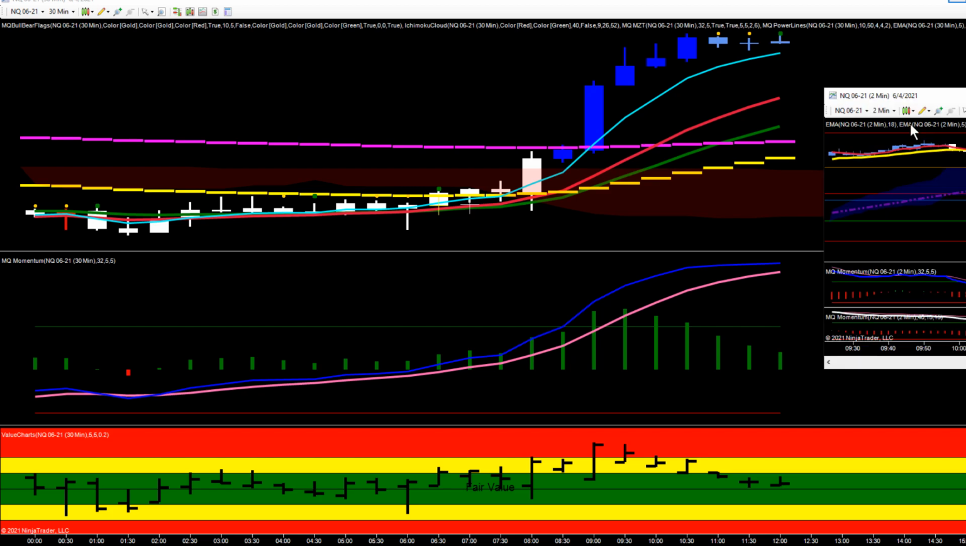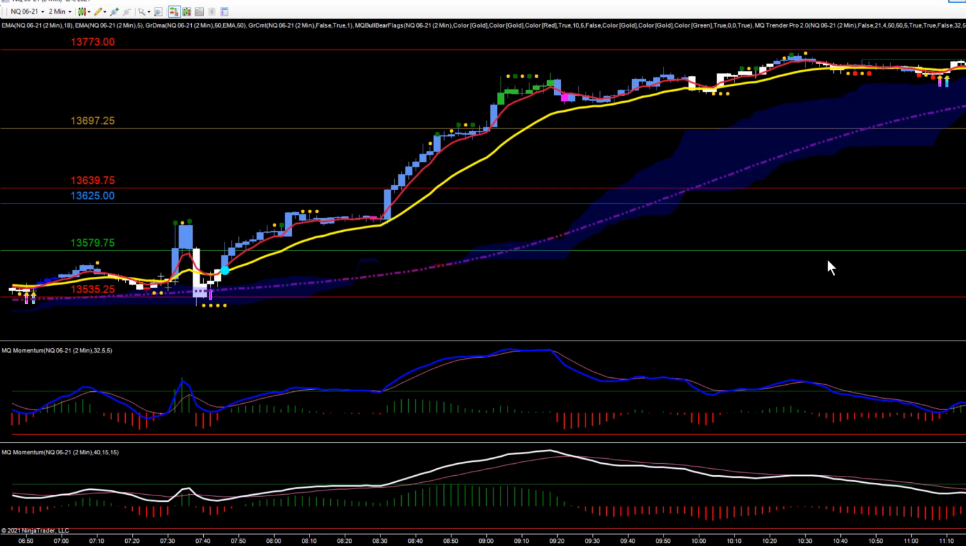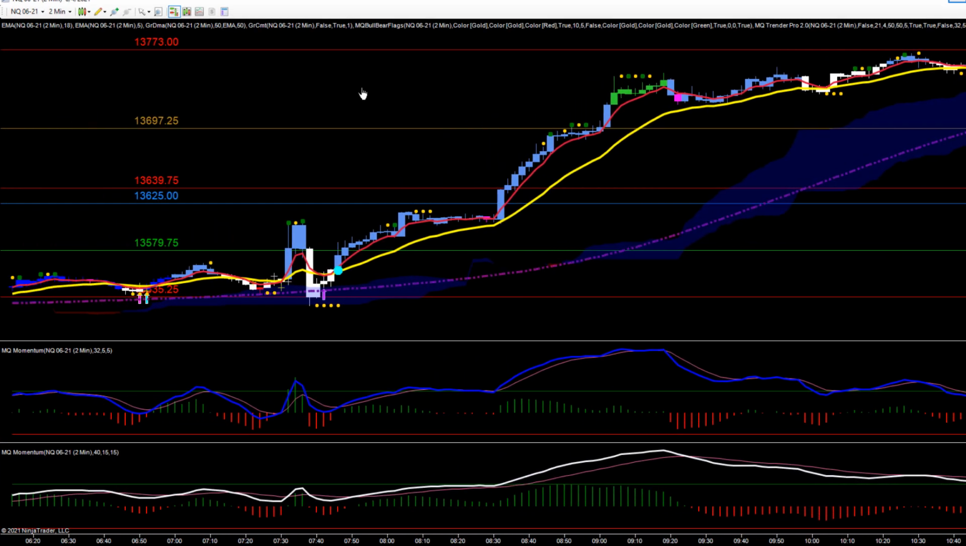This is our 2-minute chart. And right in here is when we had our news release, and you can see it pushed up, pulled back, and then went higher, broke above our mid. These are our gravity lines that we use for support, resistance, and targets. This is our mid. We know that's an important line.